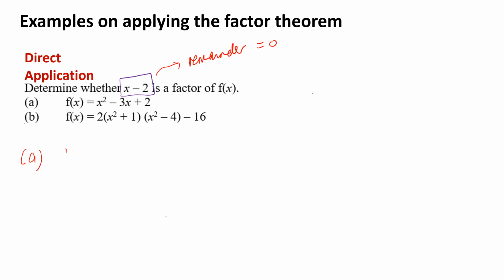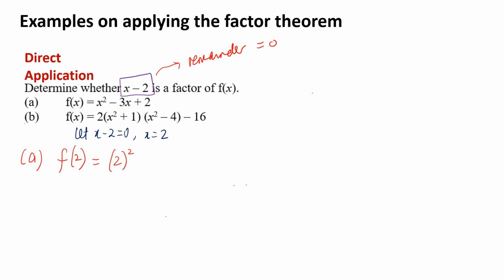We're going to find f of 2. Why f of 2? Because we're going to let x minus 2 equal 0, right? And we're going to substitute x equals 2. That's how we get f of 2. Right, so what does f of 2 mean? F of 2 means you substitute all the x, the variable x, with the number 2.